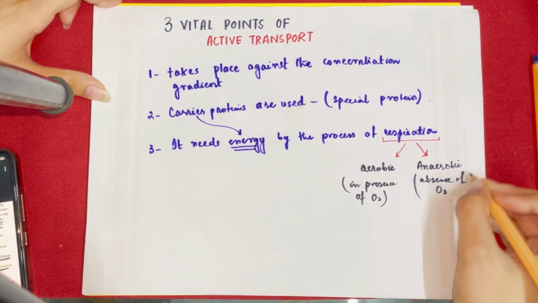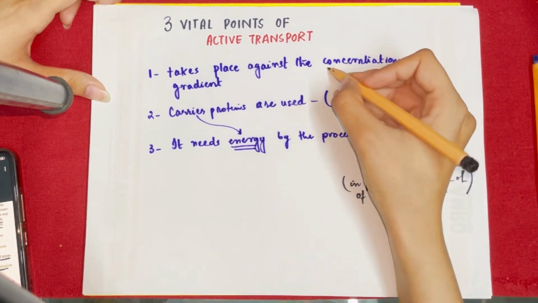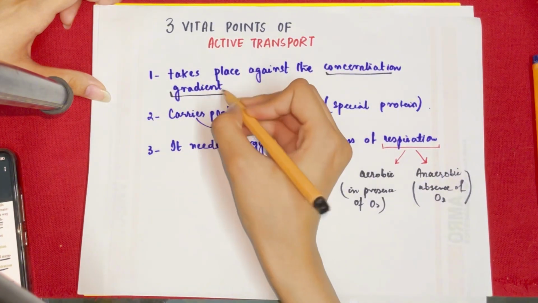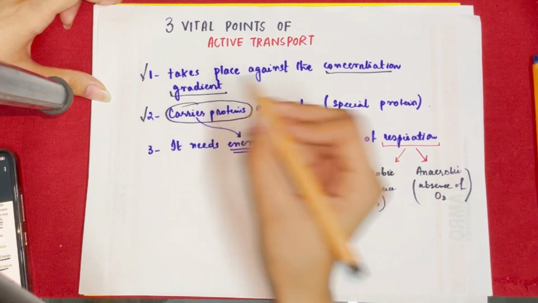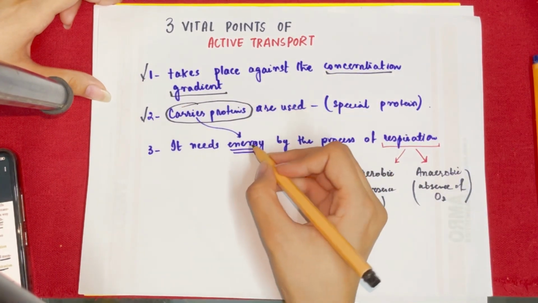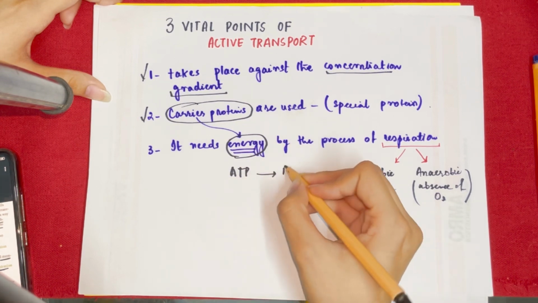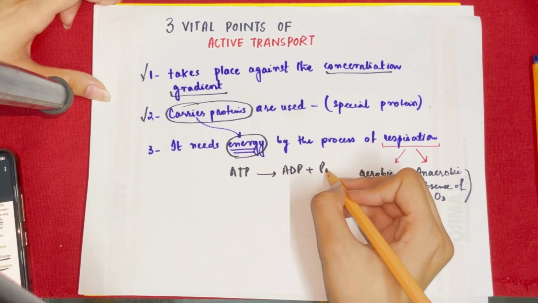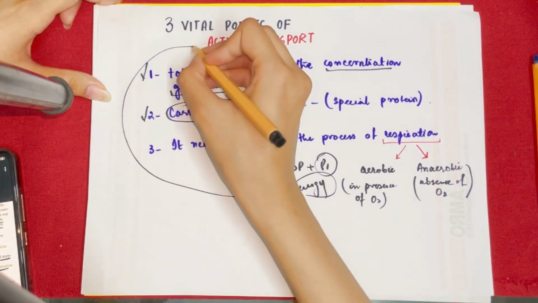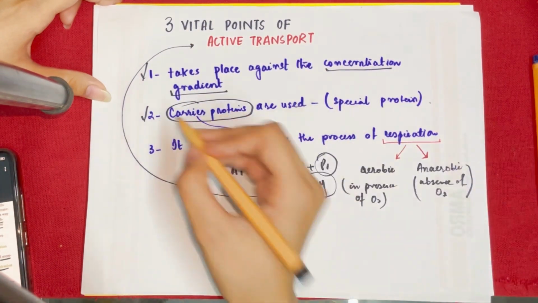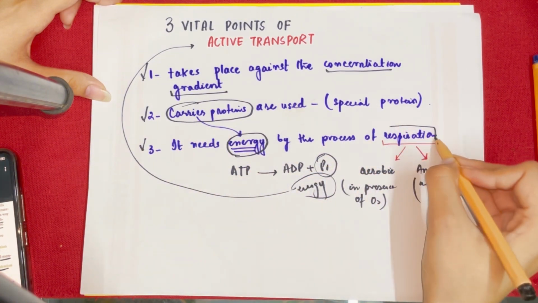So these are the major pointers that can help you understand active transport in a summarized manner. Number one, it takes place against the concentration gradient. Number two, the carrier proteins play a very important role, because they help transfer ATP into ADP with a phosphate group, which releases the energy and helps perform active transport. The third pointer says that it needs energy by the process of respiration.